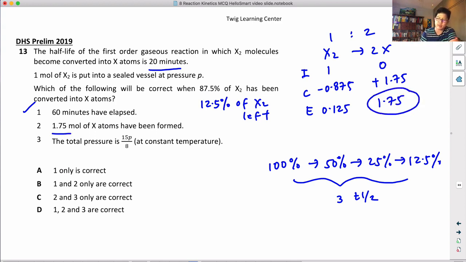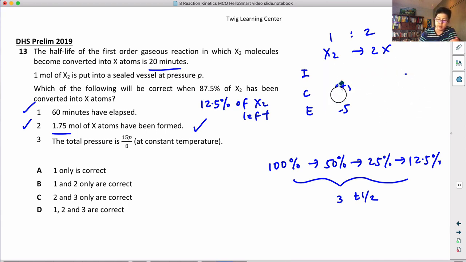That's correct. 1.75 moles of X atoms has been formed, so this is definitely correct. I'll put a tick over here. The total pressure is 15 P over 8. So I'm just going to change it to pressure.